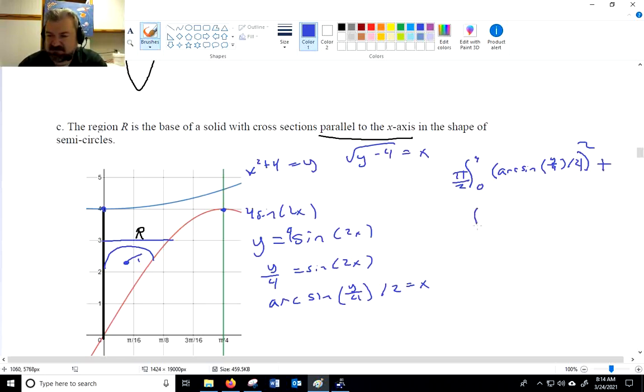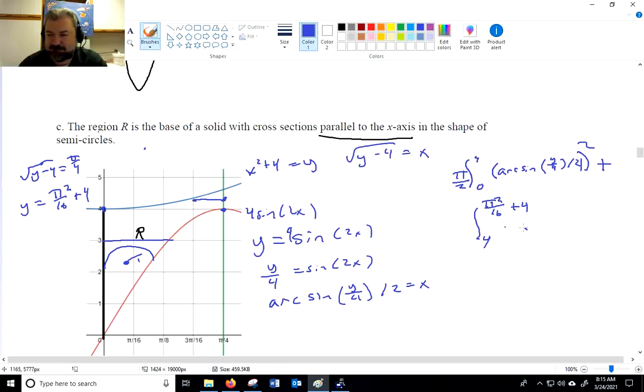I'm then going to add to that the integral from 4 to this y coordinate. So we'll need to solve for that. What is that y coordinate? Well, if we solve the square root of y minus 4 equal to pi over 4, we'll get that y is equal to pi squared over 16 plus 4. And we'll be using the curve. We'll be using this portion minus this portion.